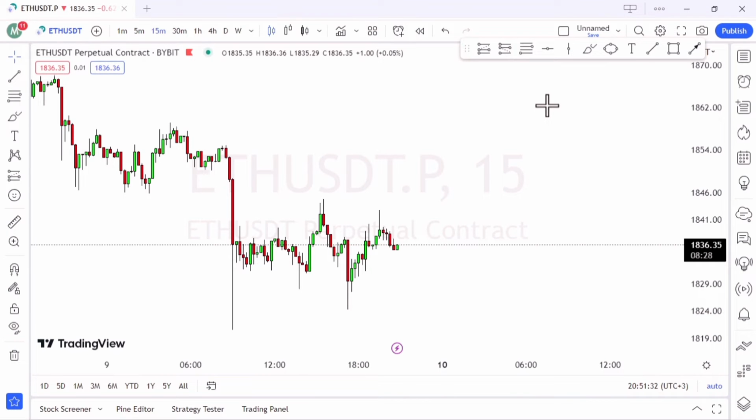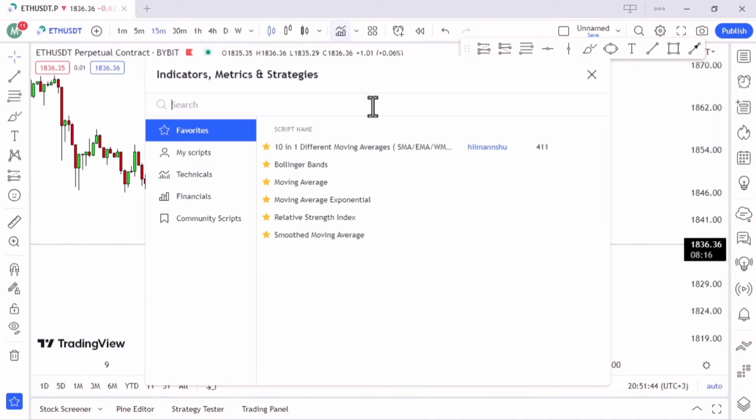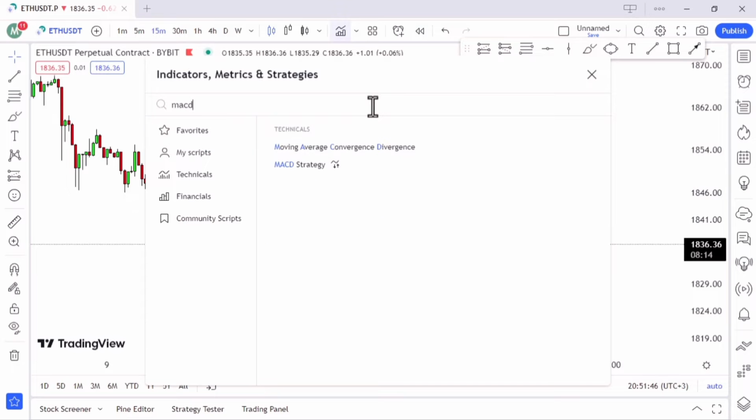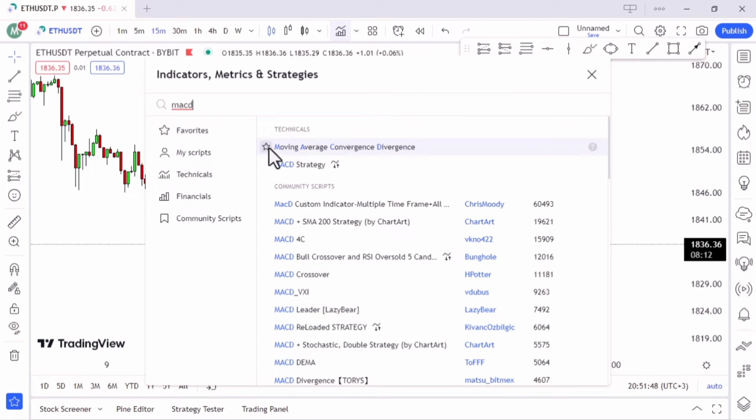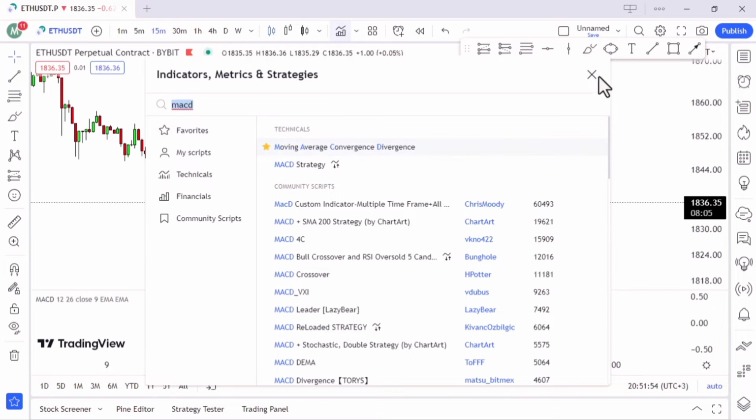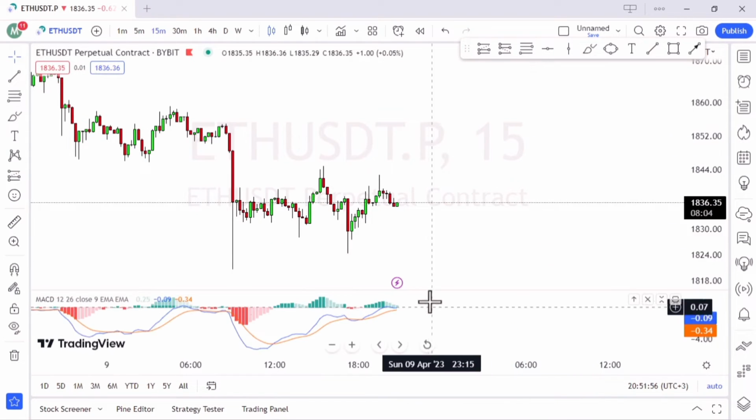Well, if you watched my previous videos, you know how to bring a technical indicator up on the chart. So just like before, we go to this section here, indicators, metrics, and strategies. I will simply write down MACD, and it's here, this one, moving average convergence divergence. We can make it favorite and click on it. It's going to pop up down below here. Let's zoom in and see.